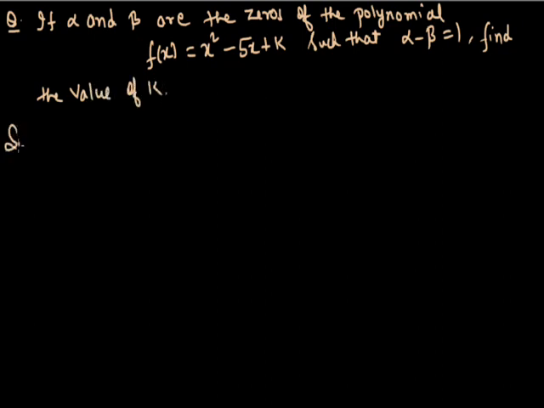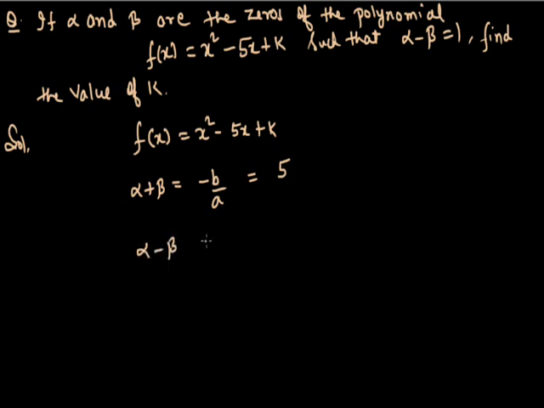Now solution for this: f(x) equal to x square minus 5x plus k. Now sum of zeros, alpha plus beta is equal to minus b upon a. So this will be equal to 5. So here alpha plus beta is equal to 5 and alpha minus beta is equal to 1. Now this is first equation, this is second equation.